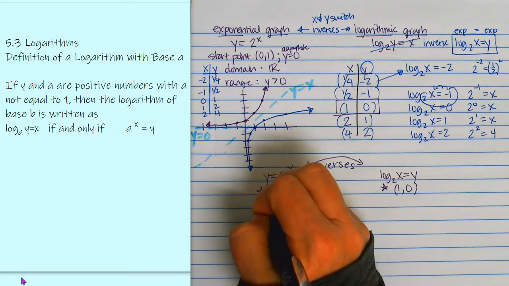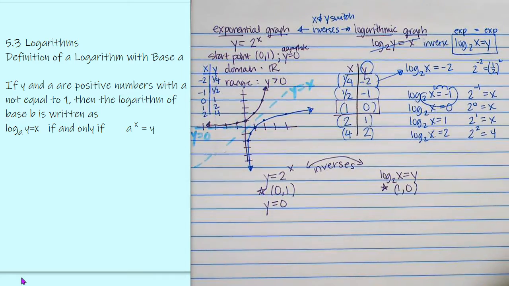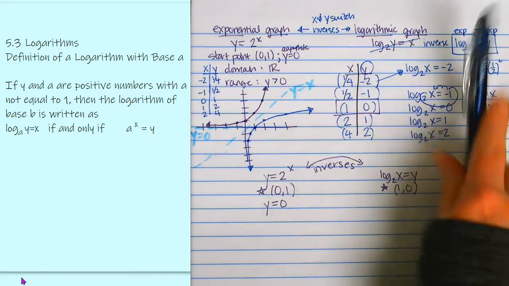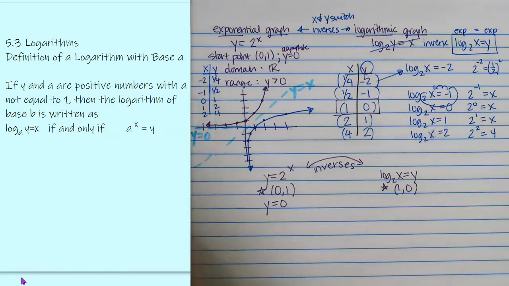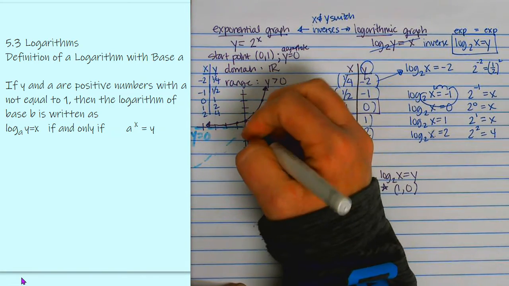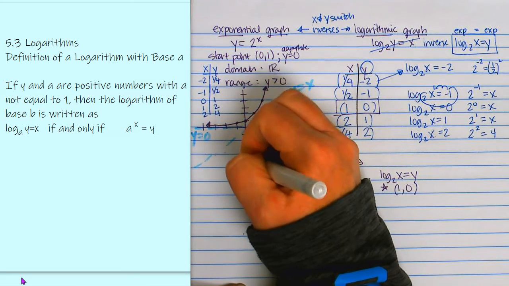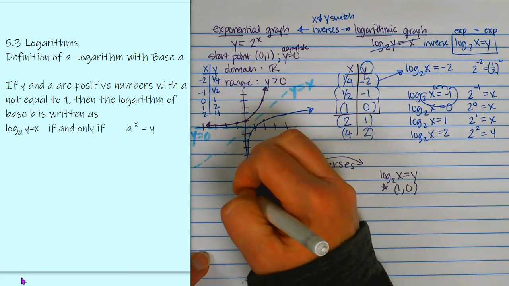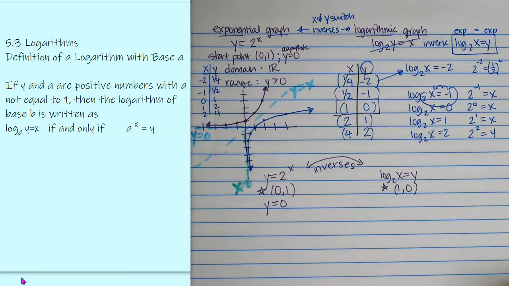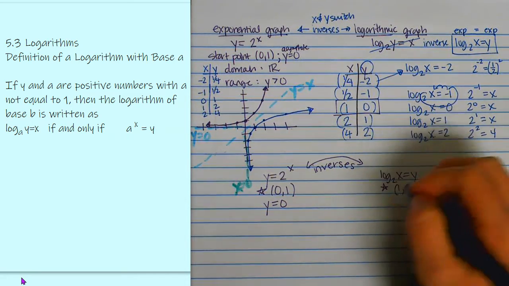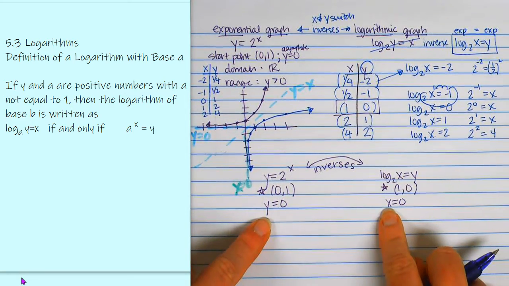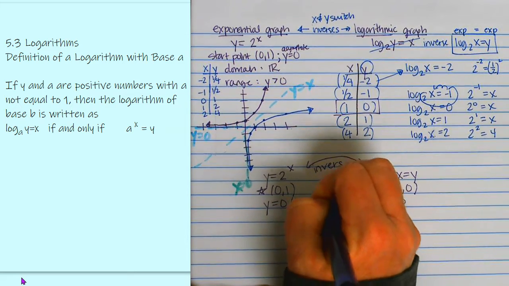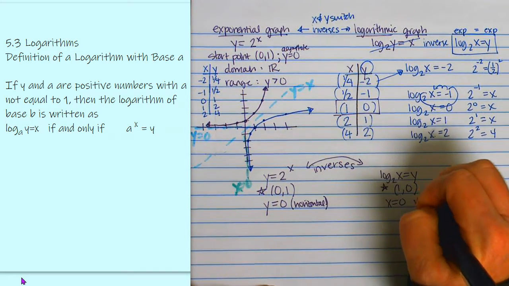The exponential has an asymptote at y equals 0. Well, this blue line has an asymptote, let me find a pretty color. Okay, so this one has the asymptote not at y equals 0, but at x equals 0. So x equals 0. The x's and the y's switched. This one is horizontal. This one is vertical.